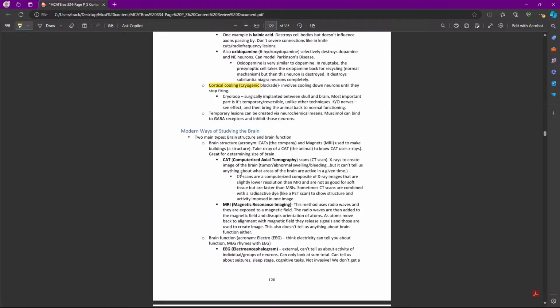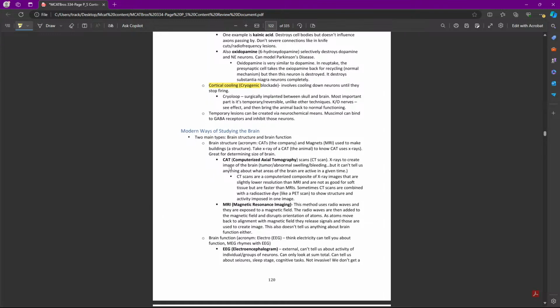So, our modern ways of studying the brain. There are two general things we want to study about the brain: its structure and its function. For brain structure, think CAT and magnets. CAT scans and magnets are used to build images of the brain. Take an x-ray of a cat, as in CAT scans use x-rays. Great for determining the size of the brain.